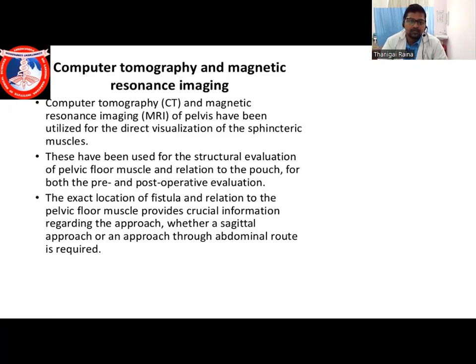These investigations are used for structural evaluation of the pelvic floor muscles, as I said earlier, and their relation to the pouch, for both pre and post operative evaluation. The exact location of the fistula and its relation to the pelvic floor muscle provides crucial information regarding the approach: whether a sagittal approach is needed, which we will discuss in the upcoming slides, or an approach through the abdominal route is required.